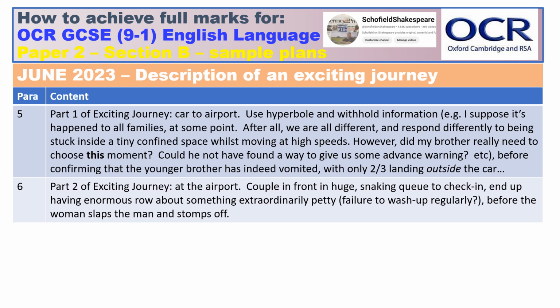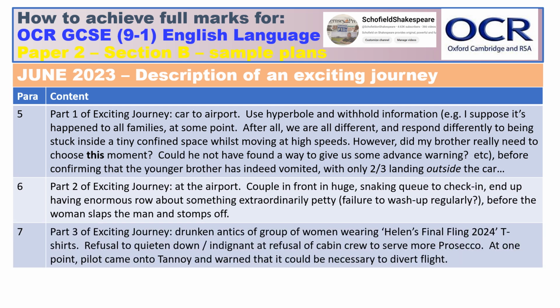Part 2 of the journey details a splendid public row between a couple within the huge queue to check in at the airport. Most importantly, the row is about something incredibly petty. Part 3 of the journey is about the antics of some women on a hen trip. They want more alcohol. They demand more alcohol. But they are already drunk, loud and obnoxious. The pilot's calming influence is called upon.